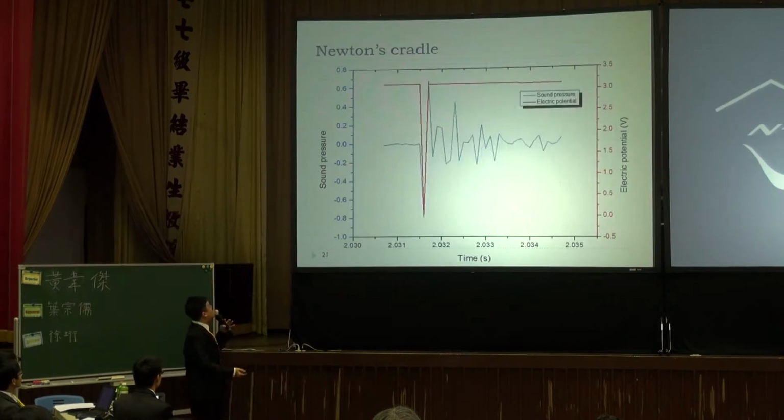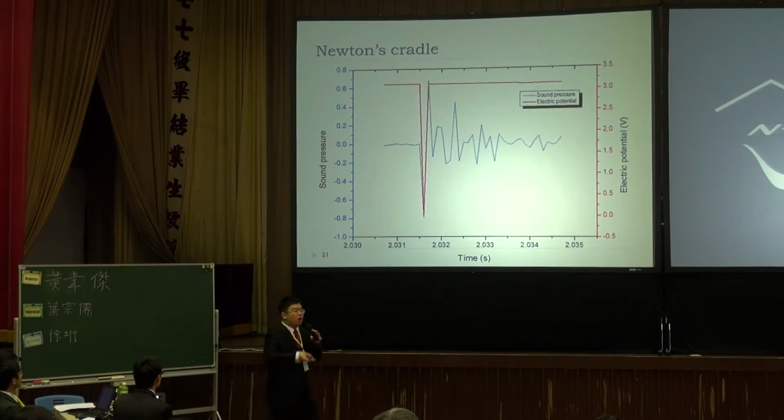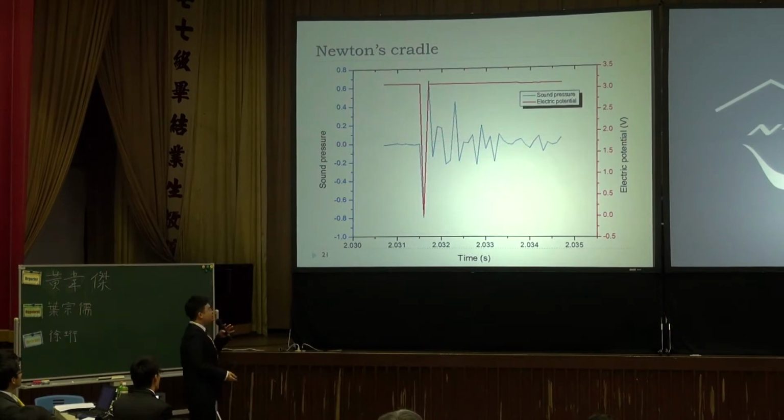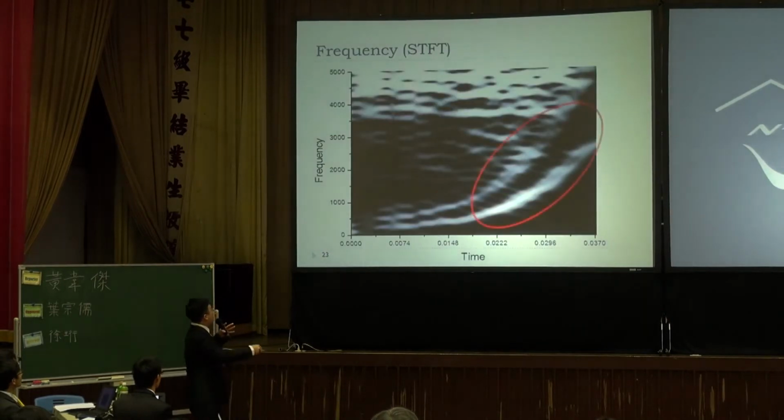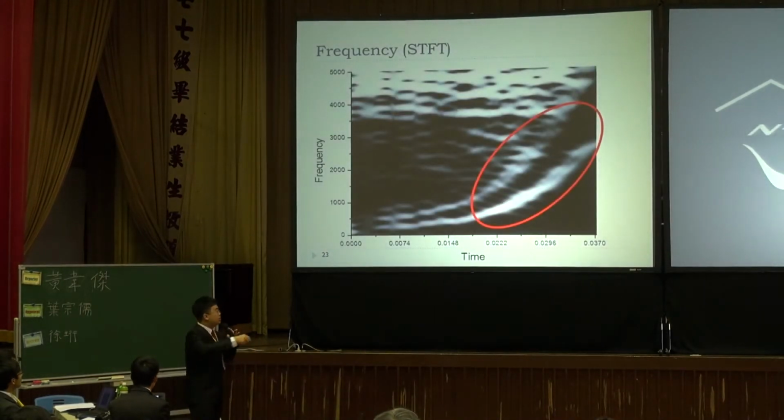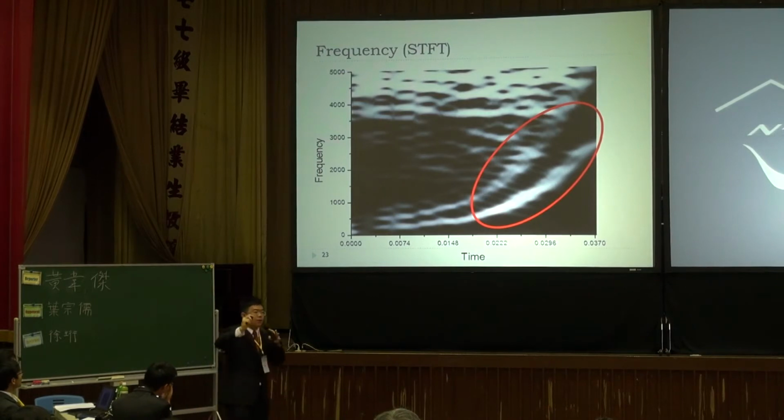And as for the Newton's cradle, as you can see, there is simply a single drop in the electrical potential, which means there is just a single collision producing a single sound. Then we're curious about which exactly produced the chirping. We now validate that a series of collisions happens when the chirping happens. Now, what exactly contributes to this increase of the frequency?